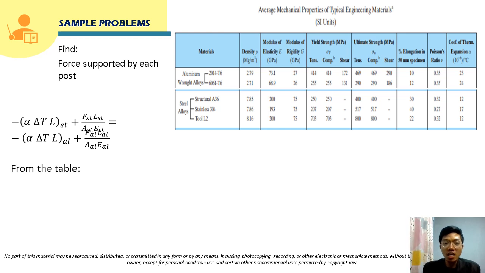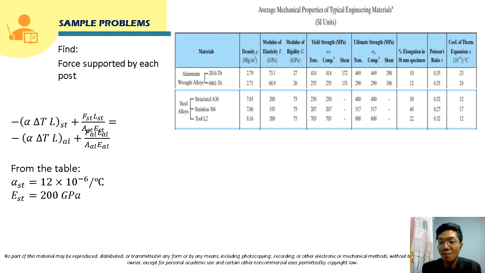Okay, so from the table, for A36 steel, its alpha will be this value. So this value is 12 times 10 raised to negative 6 per degree Celsius. Now for its modulus of elasticity, this is 200 gigapascal.